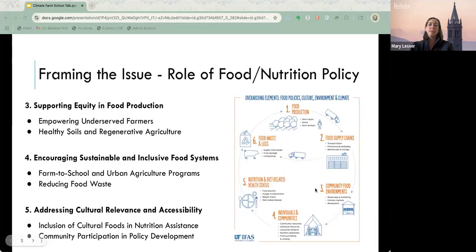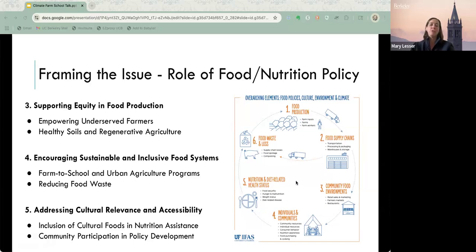All right, a few other ways that you see how food and nutrition policy can play a role. One, in supporting equity in food production, so helping to empower underserved farmers, initiatives such as grants for small-scale farmers, to promote diverse and inclusive agricultural systems, ensuring equitable participation in food production. Also, we have the healthy soils and regenerative agriculture. I think that Climate Farm School knows about this one very well. And if you've been part of this course or this organization, I don't need to say much more about that.